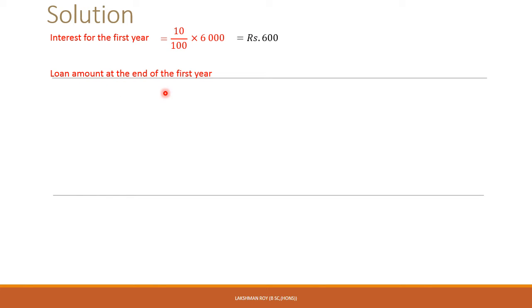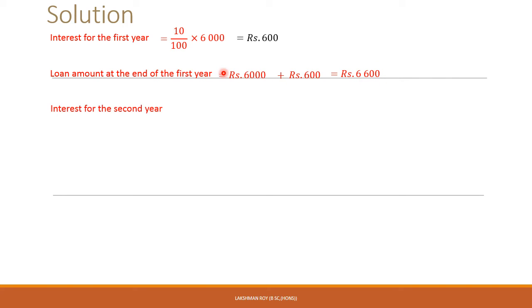So that means at the end of the first year you have to pay the borrowed amount, that means 6,000, and also the first year interest, 600 rupees. That means borrowed amount 6,000 rupees and interest for first year 600 rupees. So both you have to pay. So addition, you get 6,600 rupees. So that is the amount you have to pay at the end of the first year.